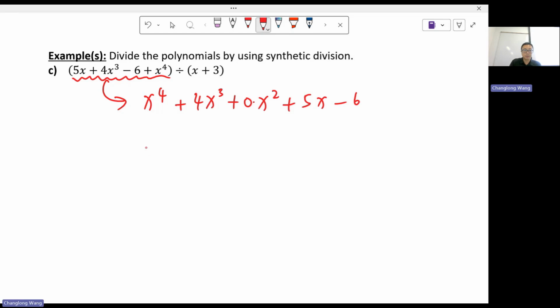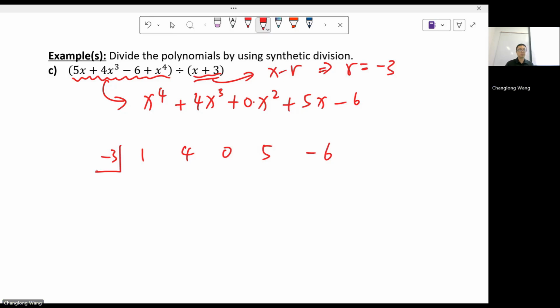Then we're gonna put the coefficients, right? 1, 4, 0, 5, negative 6. And what is r? So this is supposed to be in the form of x minus r. But now you see that r has to be negative 3, so that when you subtract it from x, you get x plus 3. So again, the sign error could be happening as early as when you're getting started.